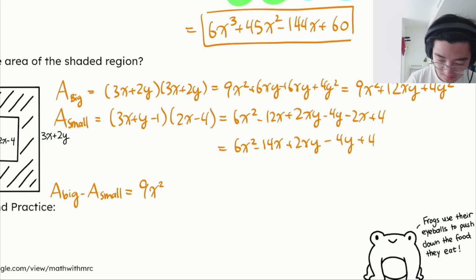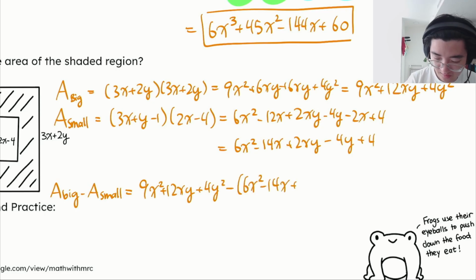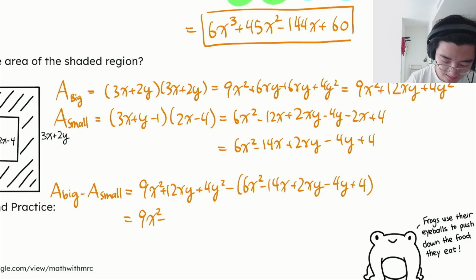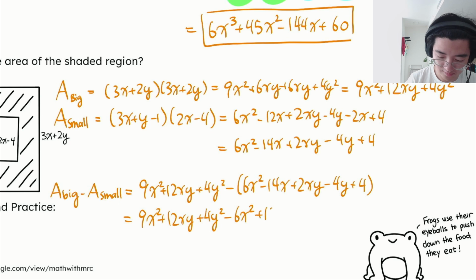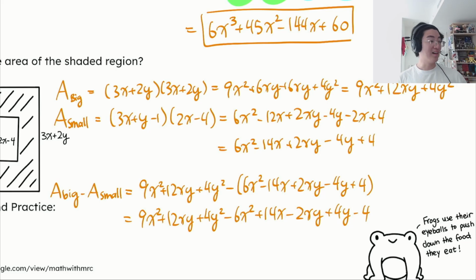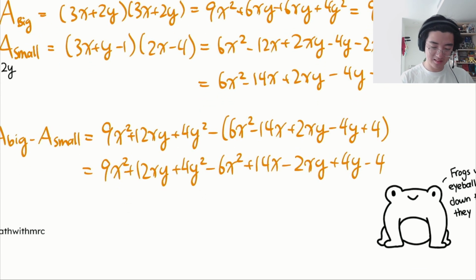So 9x squared plus 12xy plus 4y squared minus, I remember this whole thing's in brackets, we are subtracting this clump all in one go. Which means that we have to flip the signs. So that's flipped to minus, that's flipped to plus, that's flipped to minus, that's flipped to plus, that's flipped to minus. Alright, here we go, last up, combine like terms.